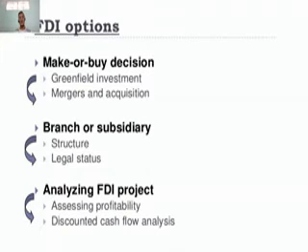So yun, FDI options: make or buy decision, greenfield investment, mergers and acquisition, branch or subsidiary structure, legal status, analyzing FDI project, assessing profitability, and discounted cash flow analysis. Basically, para ka nag-invest dito sa stock market, like mag-invest ba ako sa Google, kung maging for sale man yung Google, di ba? Gaya nun, yung Russian billionaire. I think binenta niya na rin yung team, yung Brooklyn Nets, and hindi ko na alam kung siya pa rin yung majority owner. So yun, yung make or buy decision.